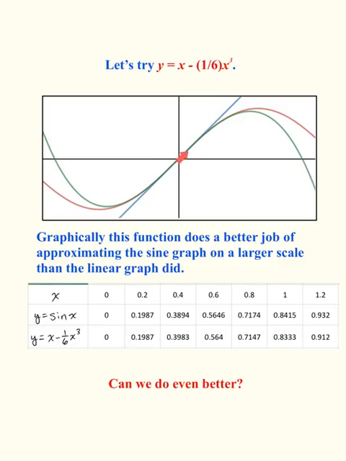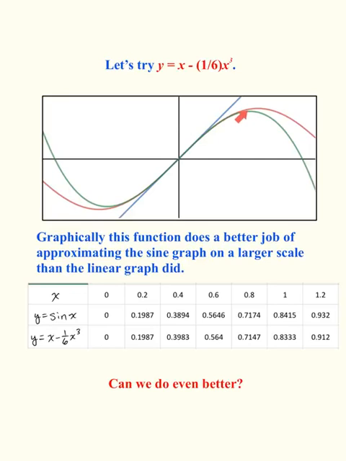When we do that, we get this curve right here. So you can see that the green curve hangs with this sine function, which is the red one, a lot longer. And it is a better approximation than this line was, because it is very close to that sine curve for a much longer period of time.